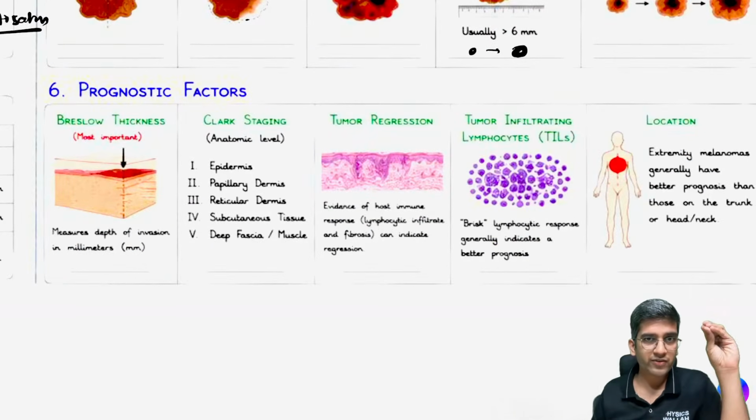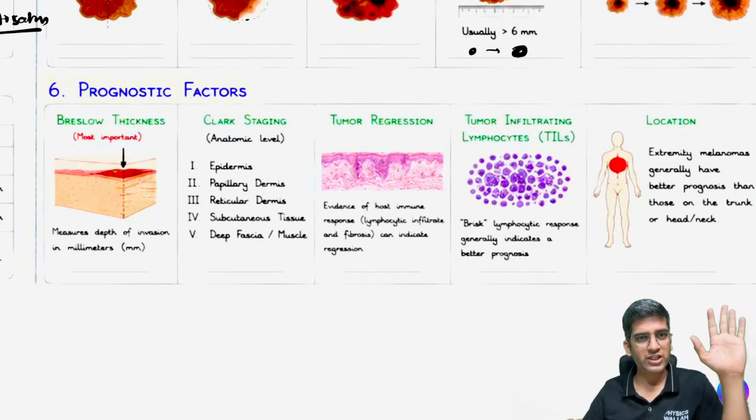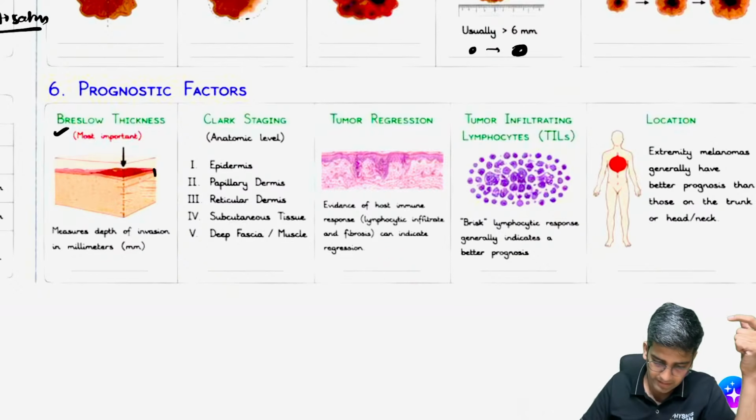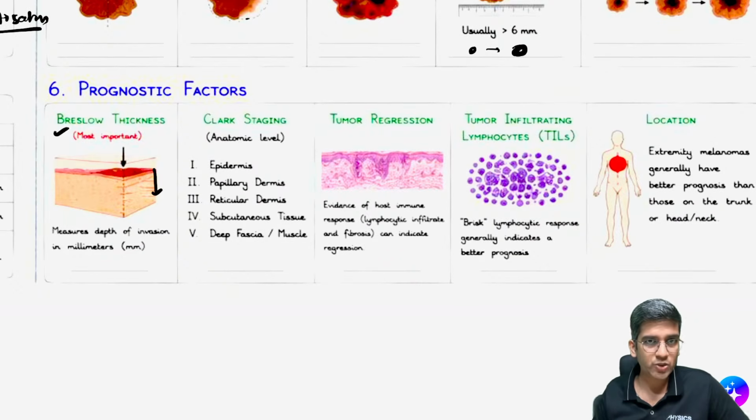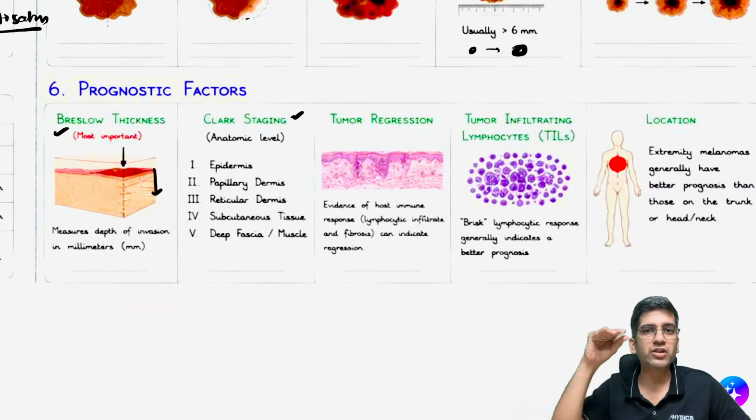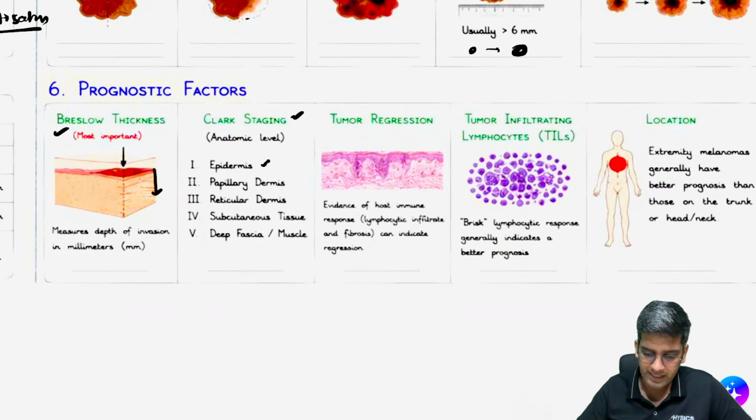And for prognostic factors, we use TNM staging now, but previously we had Breslow thickness, which measures the depth of invasion. This is what TNM does now. And we have something called Clark staging. Again, the depth only, but based on the histology. Only in epidermis, only in papillary dermis, only in reticular dermis. Again, the deeper it is, the worse it is.